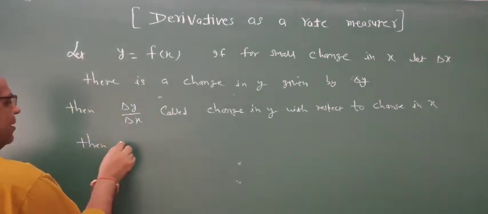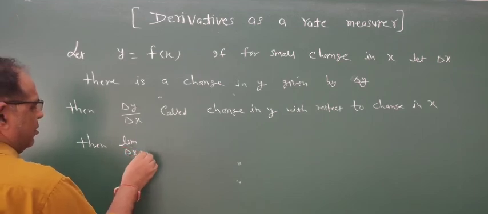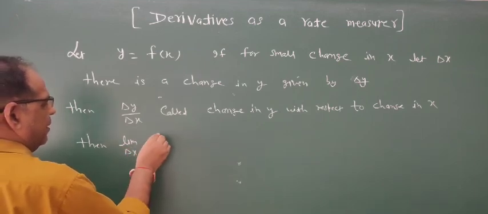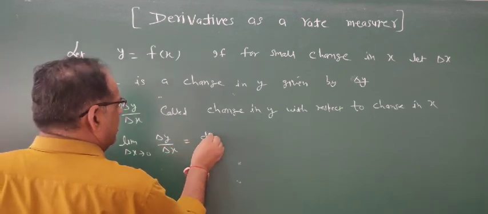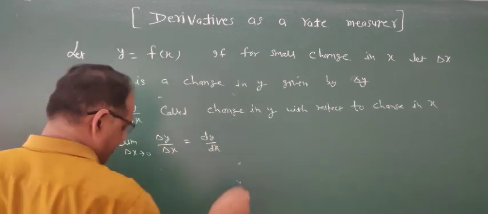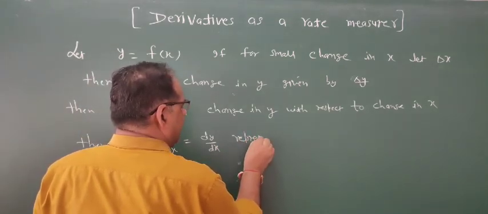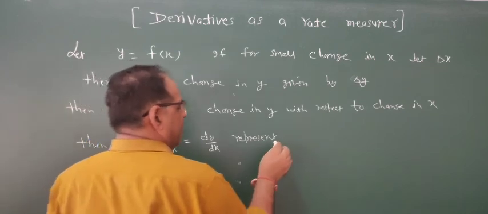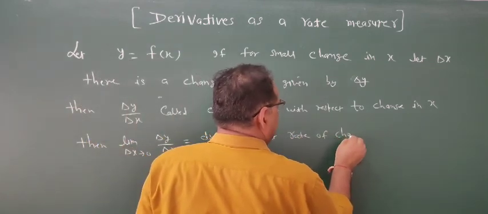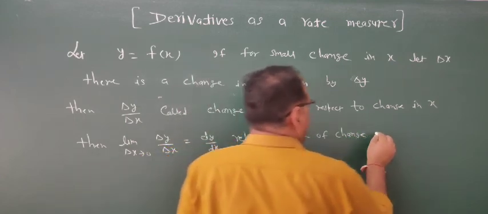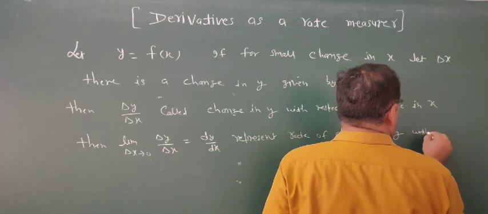Then limit del x tends to 0, del y over del x equals dy over dx, which represents the rate of change in y with respect to x.